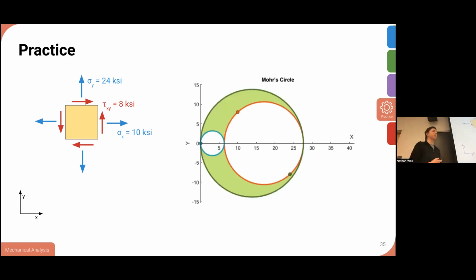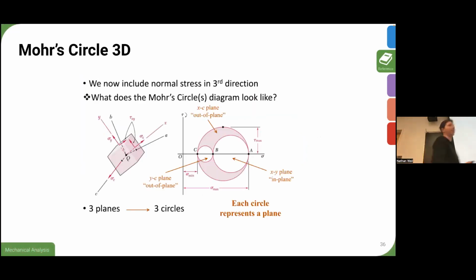Excellent. Mohr circle. You might be asking, how did I make this plot? We'll get to that. It's really fun. All right. So, to recap a little bit, Mohr's circle in 3D.